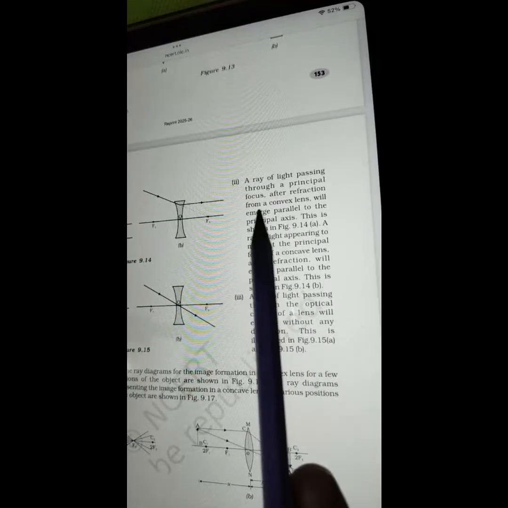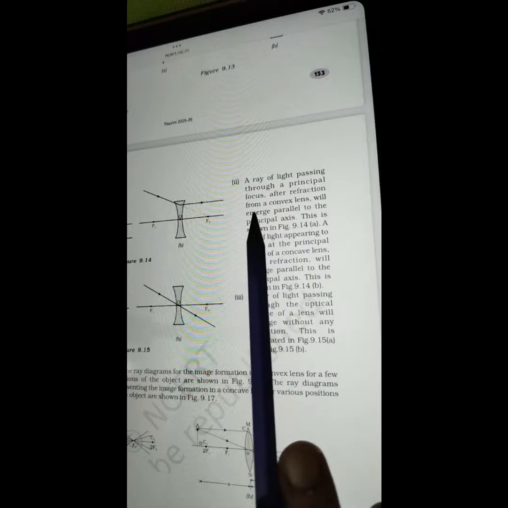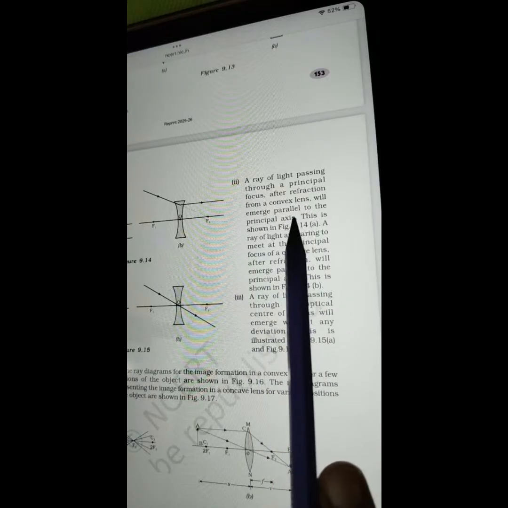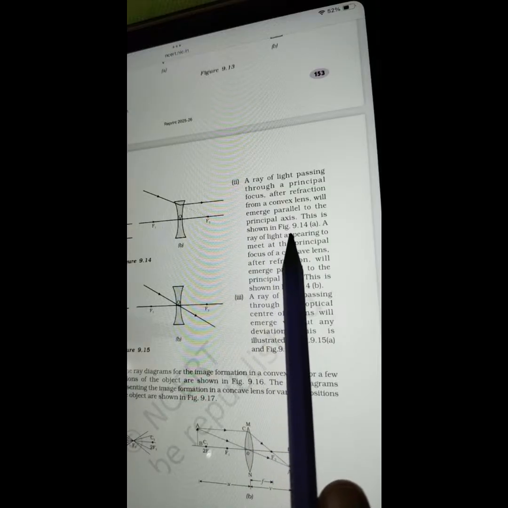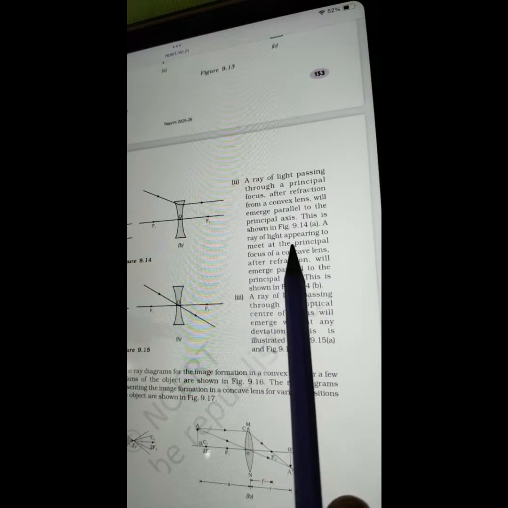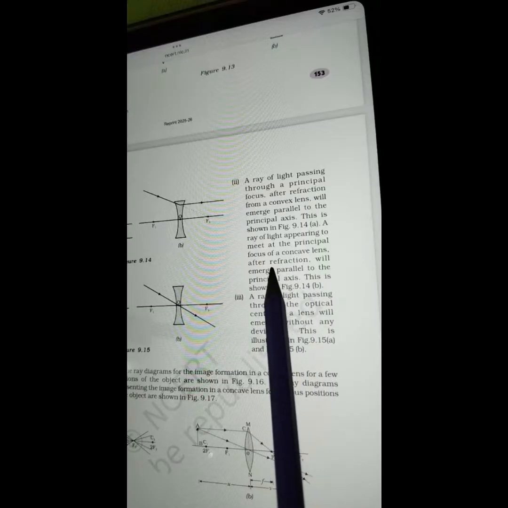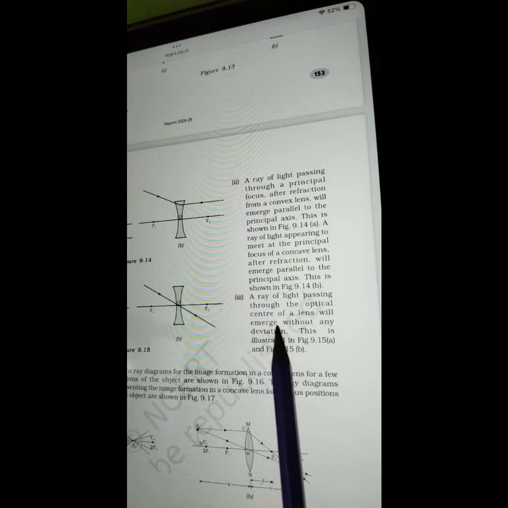A ray of light passing through a principal focus after refraction from a convex lens will emerge parallel to the principal axis. This is shown in figure 9.14a. A ray of light appearing to meet at the principal focus of a concave lens after refraction will emerge parallel to the principal axis. This is shown in figure 9.14b. A ray of light passing through the optical center of a lens will emerge without any deviation. This is illustrated in figure 9.15a and b both.